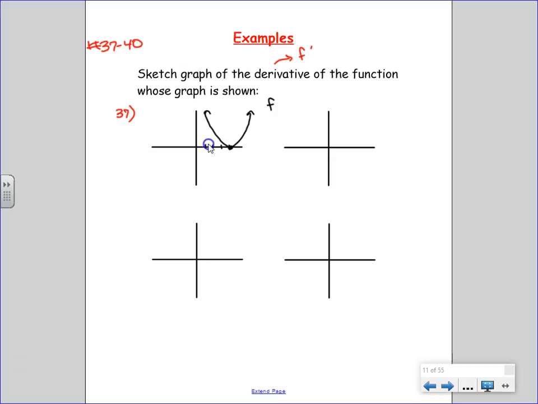Remember, read it left to right. Decreasing, right? So the function is decreasing. Then, from 4 to infinity, increasing. What's the one that I've left out? At 4. So, my function is going down. And how can I see that? My slopes of my tangent lines will be negative. Then my function is going up. My slopes of my tangent lines will be positive. What will be my slope of my tangent line at 4?